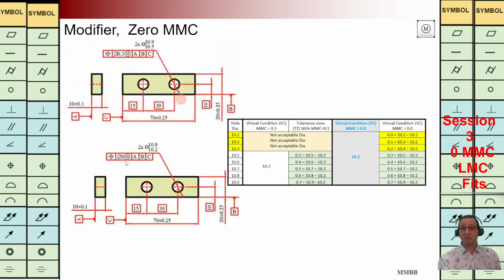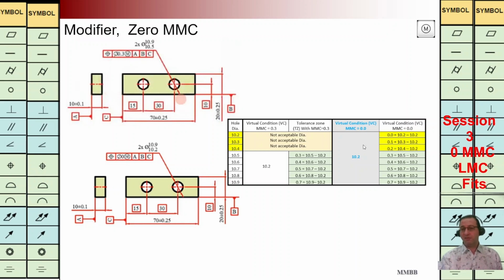But by using the concept of the MMC, we can have the second part of this table. If MMC equals 0, the smallest hole diameter can be 10.2, and for different hole diameters, we are going to calculate the tolerance zone. In this situation, as we can see, if the hole diameter is 10.3, it is acceptable. It is in this interval, and it doesn't go through the virtual boundary or condition. And this green area is the same as here.